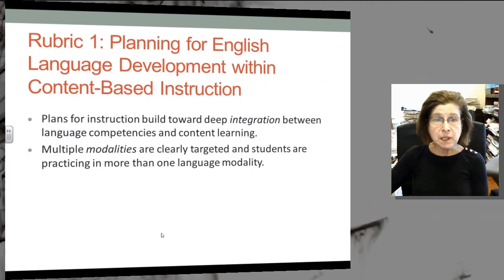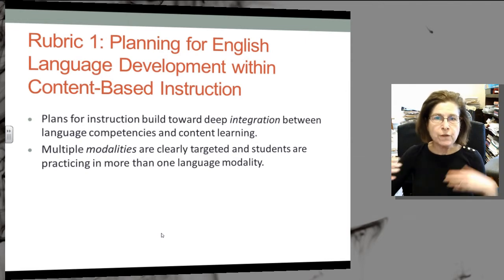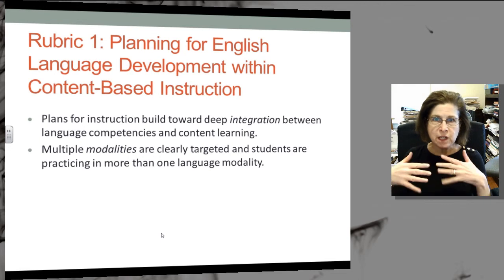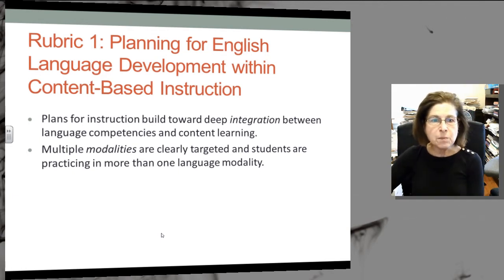Rubric 1, planning for English language development within content-based instruction. So this is sort of an overall view of the language and content together. Okay, so the highest score for that is for plans that build toward deep integration between language competencies and content learning. So if the evaluator can see that you have seamlessly integrated the content and language, so it's not separate, oh, let's study language, let's study content. Then it's important that multiple modalities are targeted and students are practicing more than one language modality.